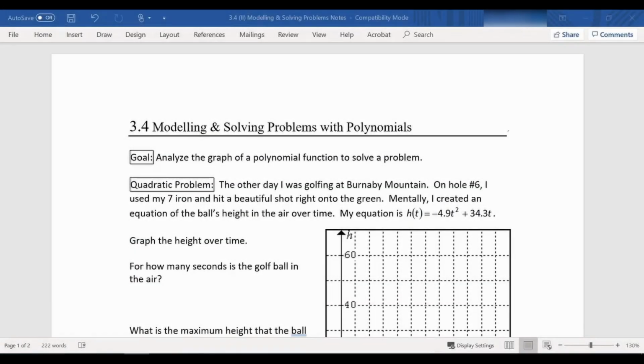Hello, everybody. Welcome to the second part of 3.4, which is modeling and solving problems with polynomials. Today, we're going to be looking at word problems, and our goal is going to be to write an equation to represent the situation and then use that to solve the question being asked of us.